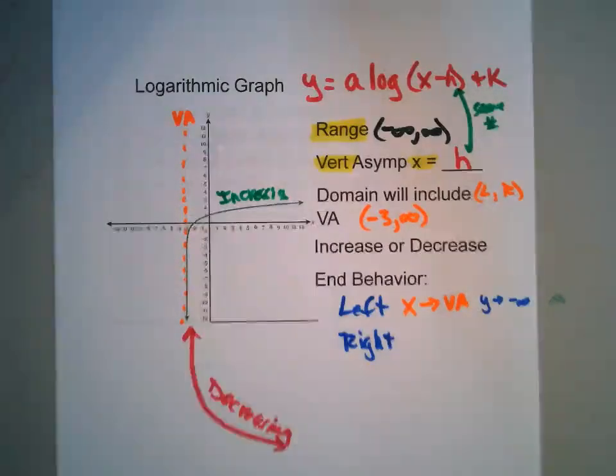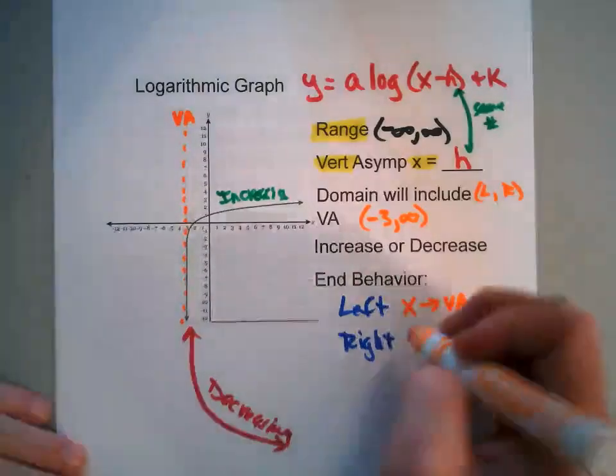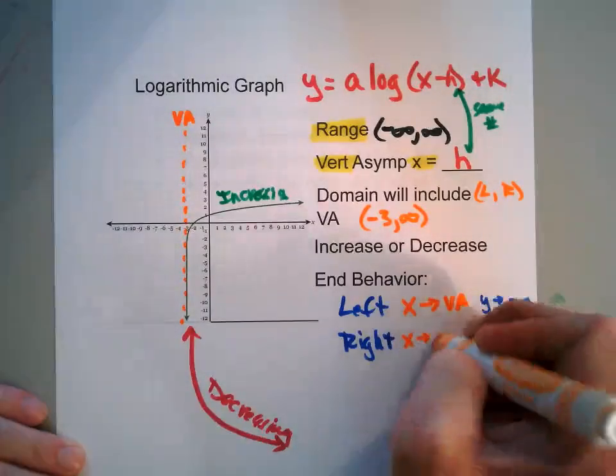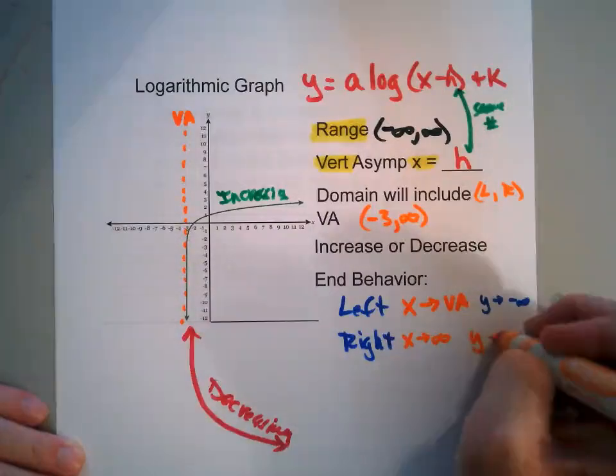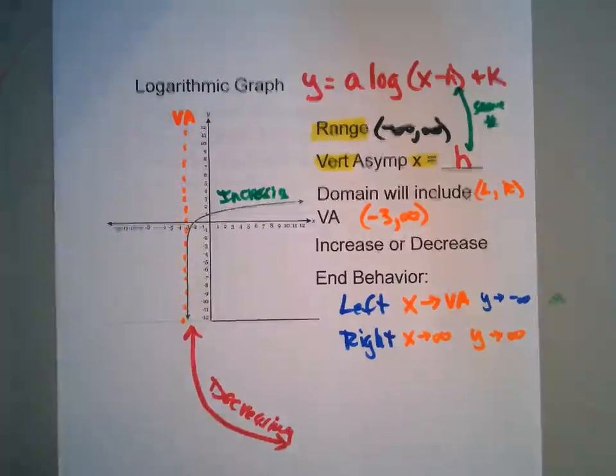And then on the right-hand side, what's the right-hand behavior doing? So x would go to infinity, y would go to positive infinity as well. Okay? All right, so we've reached that point where I want to show you some Delta Math questions.